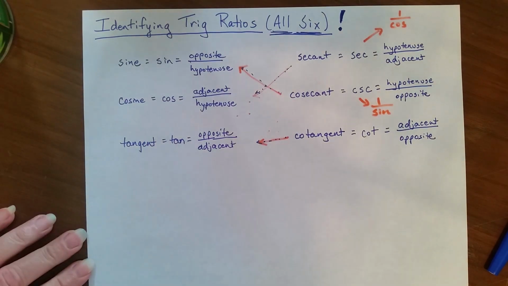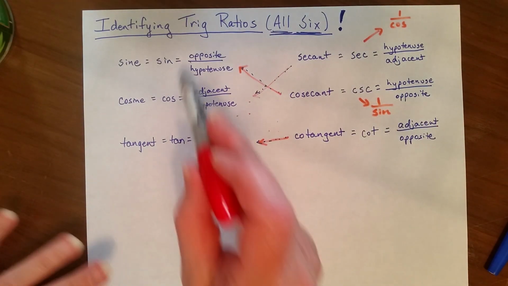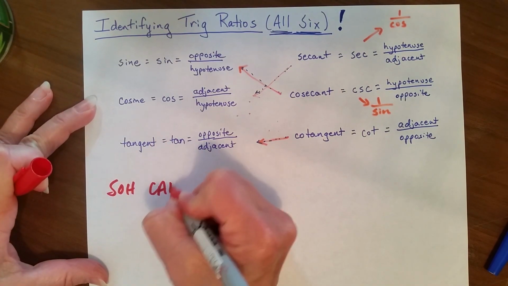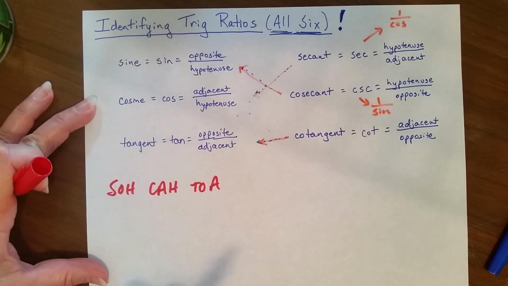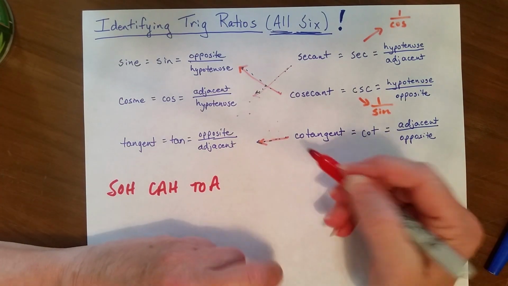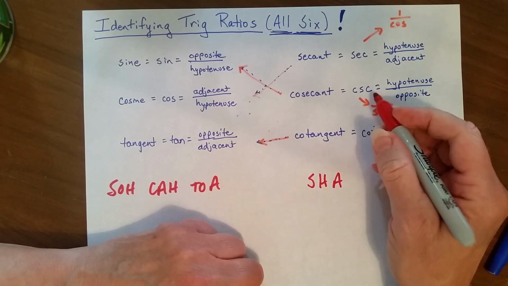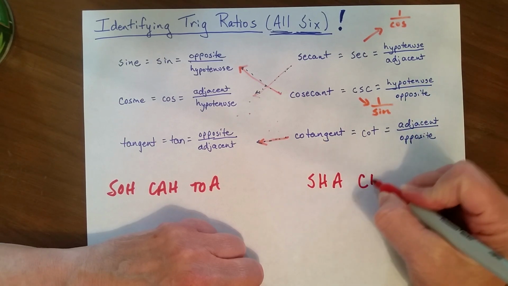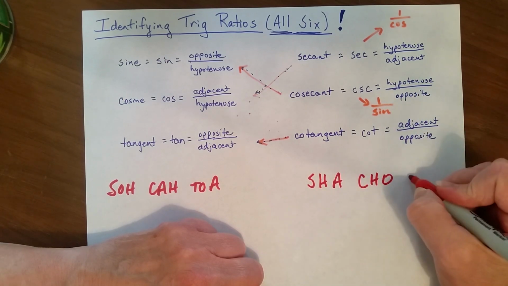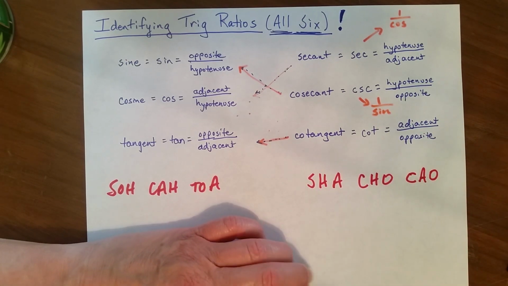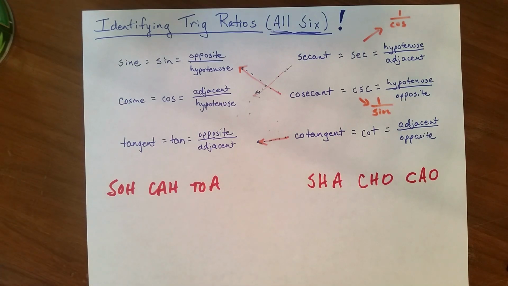Okay, now people have tried to put an acronym with these, but it just doesn't roll off the tongue like SOHCAHTOA does. That's nice. If we try to do that with these, the secant is hypotenuse over adjacent. The cosecant is hypotenuse over opposite, and the cotangent is adjacent over opposite. That acronym isn't really used. It just doesn't work as well as SOHCAHTOA.